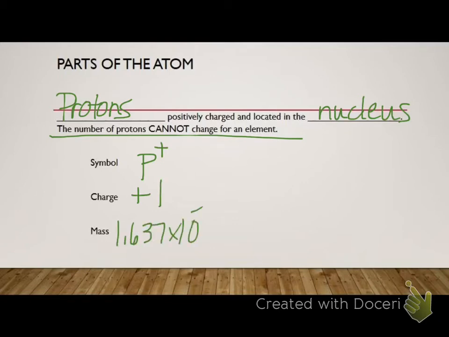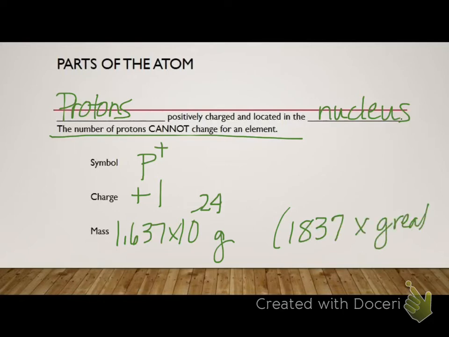1.637 times 10 to the negative 24 grams. Okay? This is approximately 1,837 times greater than the mass of an electron. So they're much more massive than an electron.